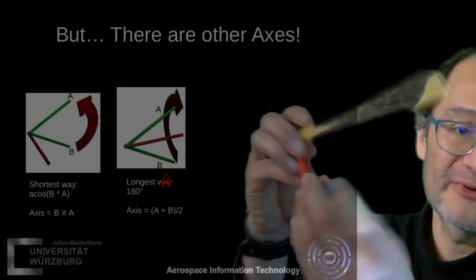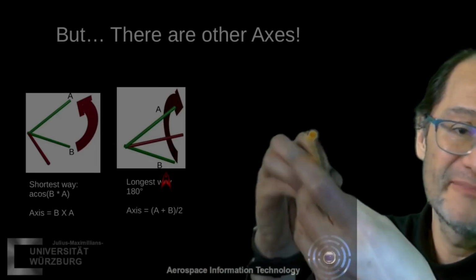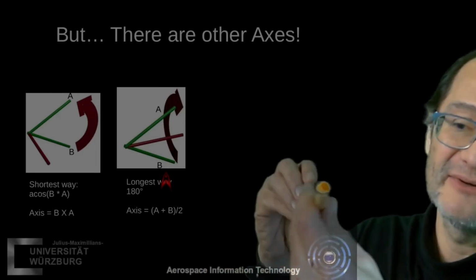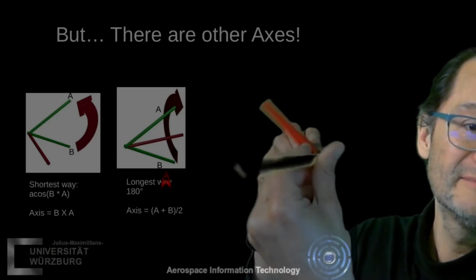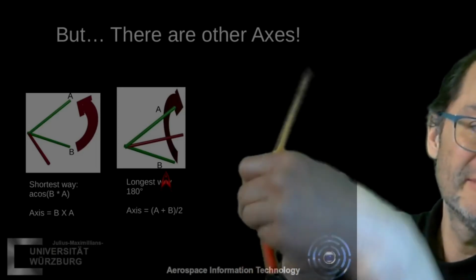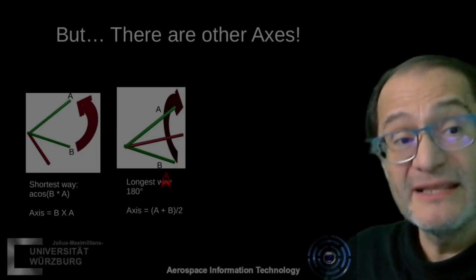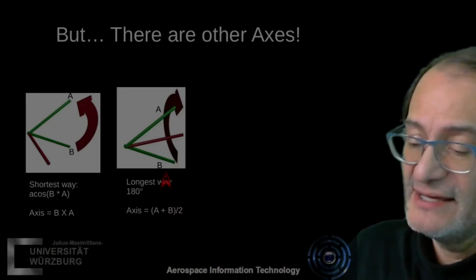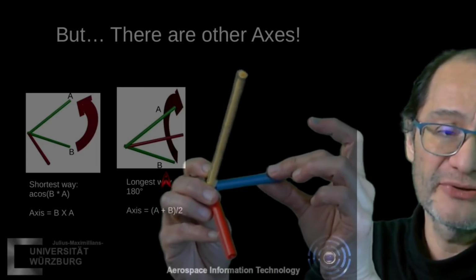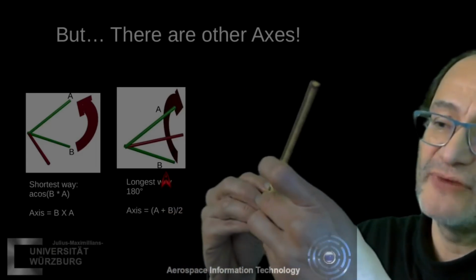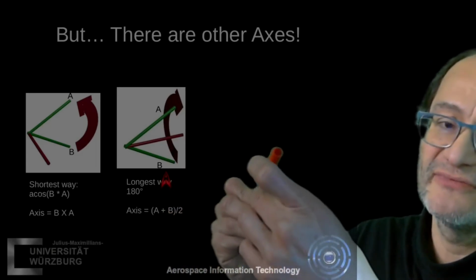Okay, I can rotate on this axis, I can rotate on this other axis, I can rotate on this, or I can rotate on this, and the result will be the same. Only the angle which I am rotating is different. This is the shortest way, the orthogonal value, and this is the longest way, 180 degrees, going from here to here.